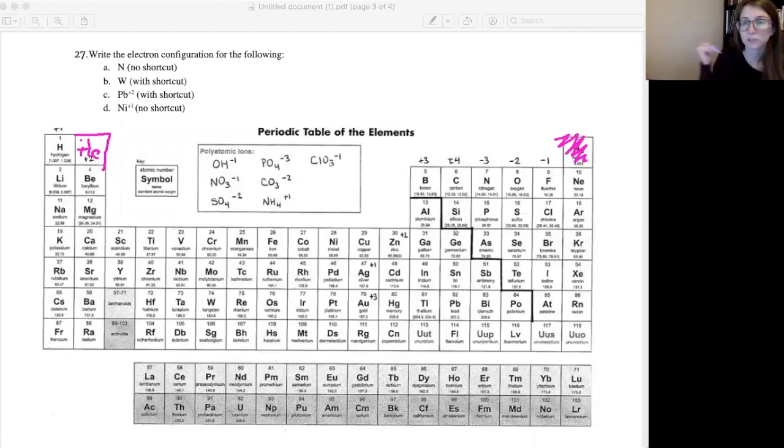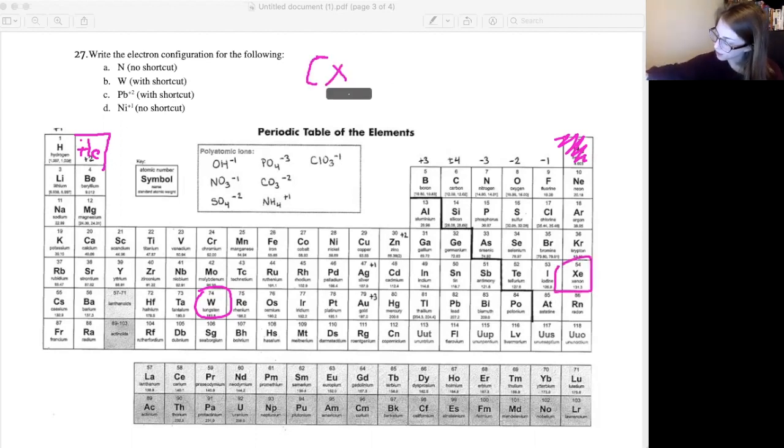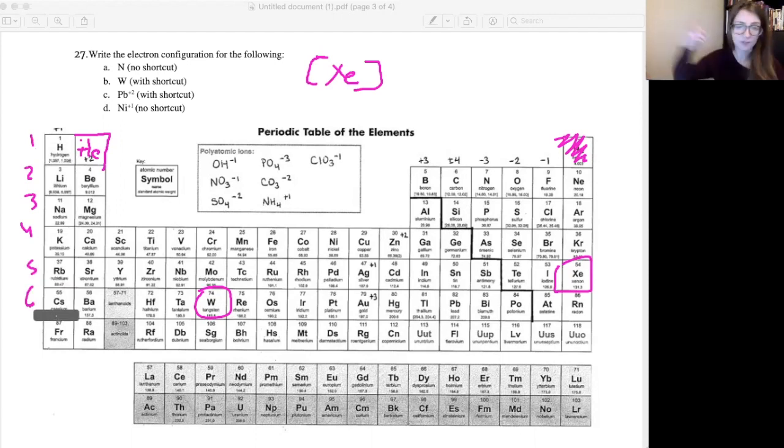For part B, so tungsten, which is all the way down here, luckily at least we get to use the shortcut. So the noble gas before it, if we go up a row and all the way over, is xenon. So I would start with xenon in brackets. Then that puts me on the, let's see, 1, 2, 3, 4, 5, 6th row. After xenon, I'm now on the 6th row. The S block has 2 spaces.